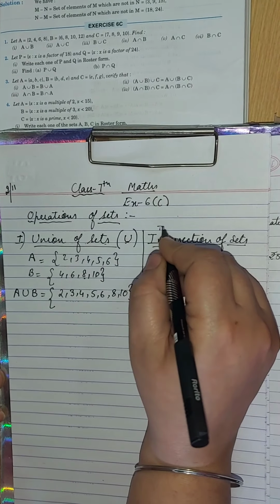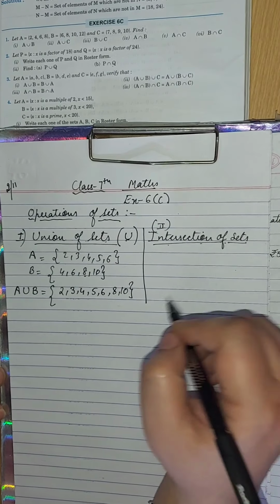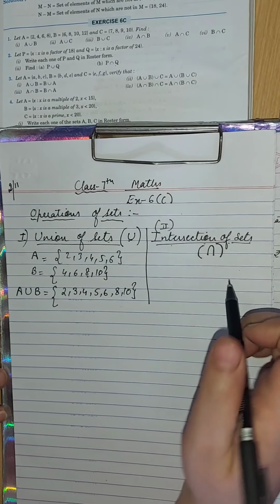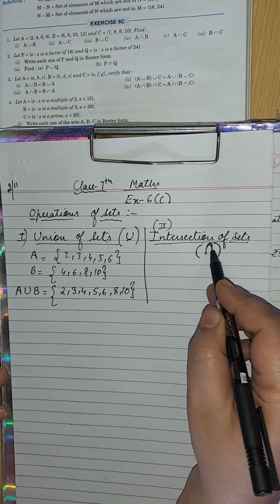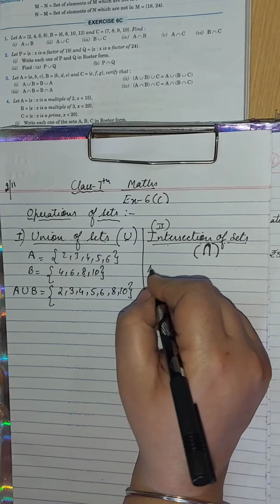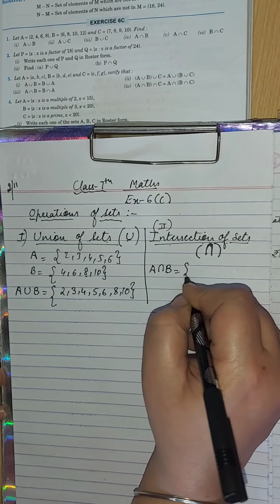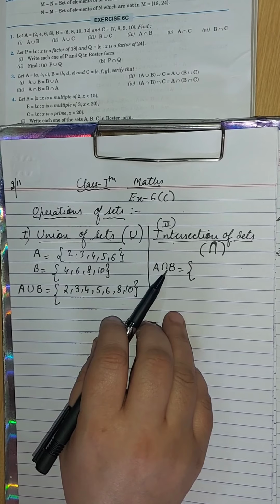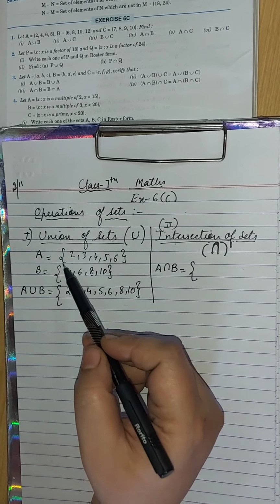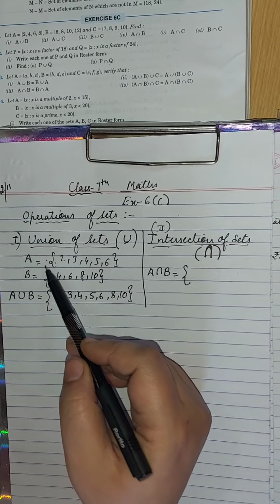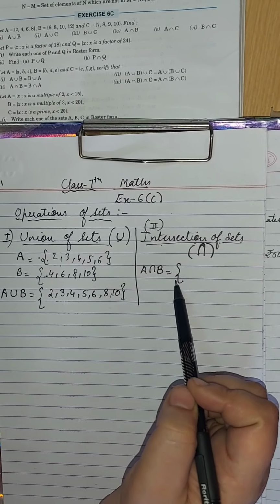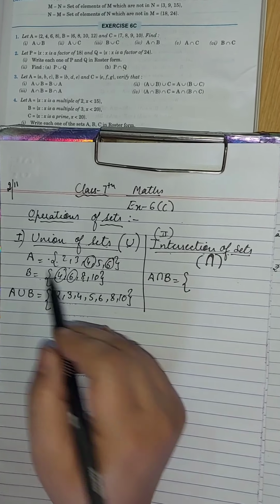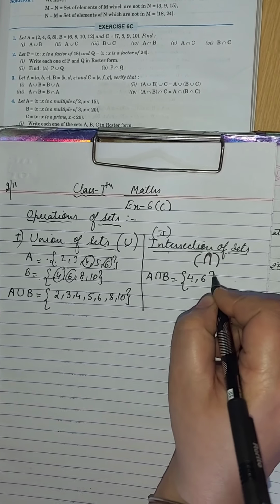And second operation is intersection of set. Now the symbol or notation for this is opposite U, like this. This is the symbol of intersection of set. If we have to find A intersection B, now in union we have combined these two sets, but in A intersection B we have to see the elements which are common to both these sets. ये दोनों सेट्स में जो कॉमन एलिमेंट्स हैं वो आपने सेट में लिखने हैं. What are the common elements? 4 and 6, which are in both A and B. So A intersection B will be 4 and 6.